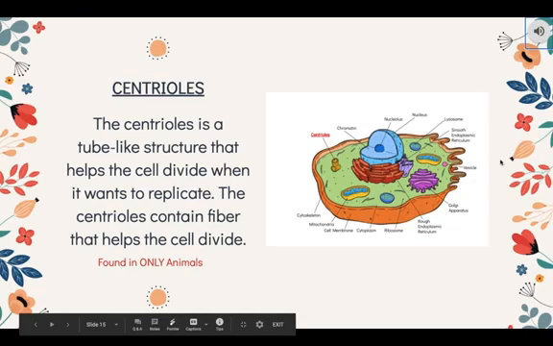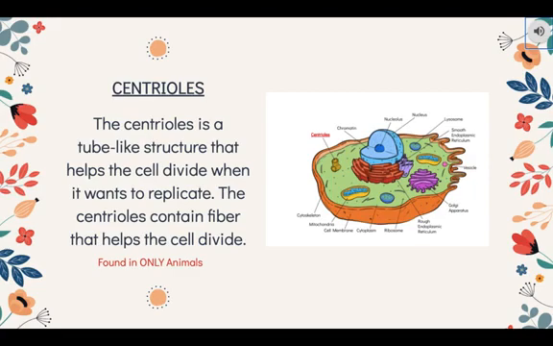Centrioles is a tube-like structure that helps the cell divide when it wants to replicate. It does this by going to the polar ends of the cell and releasing fibers that will eventually help the cell divide more easily. However, this organelle is only found in an animal cell.